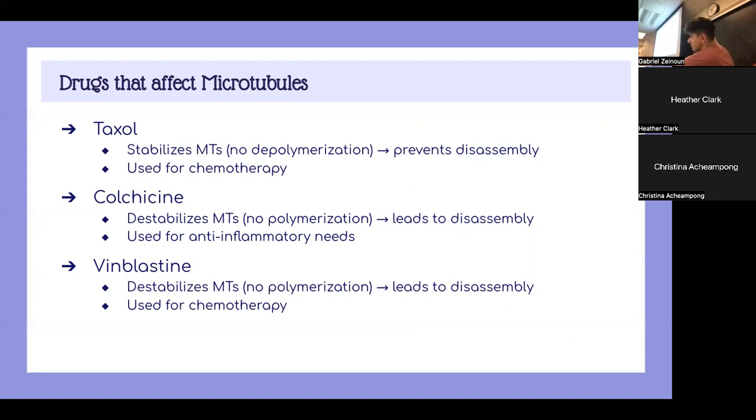These would be a nice little thing to write on your cheat sheet. You don't have to write a whole thing about how they're used in medicine necessarily, but knowing whether they stabilize or destabilize microtubules is definitely key if you stumble upon a question.